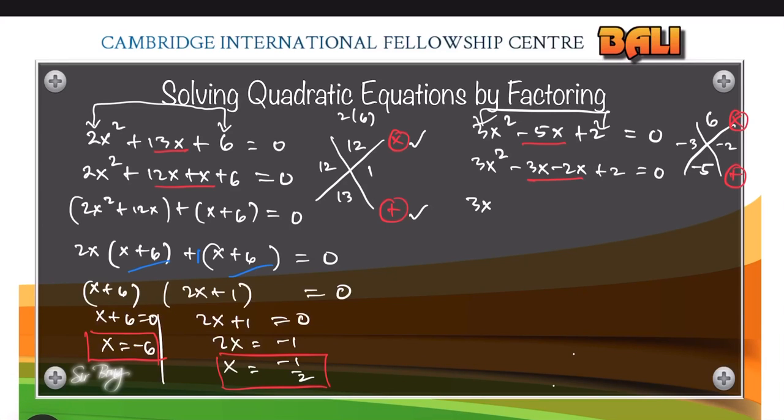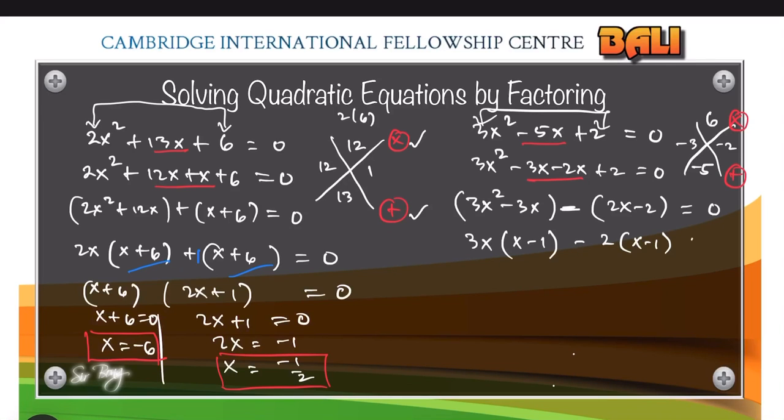Then group this one, 3x squared minus 3x. This is one group. Take note, this is minus again, so this is 2x minus 2. The sign inside will change. Then factor out 3x in the first expression. So this is x minus 1, minus factor out 2, this is x minus 1 is equal to 0. x minus 1 is a common factor, as you can see. So factor it out, x minus 1, and they have 3x minus 2. This is equal to 0.